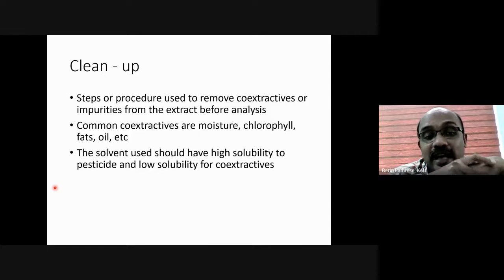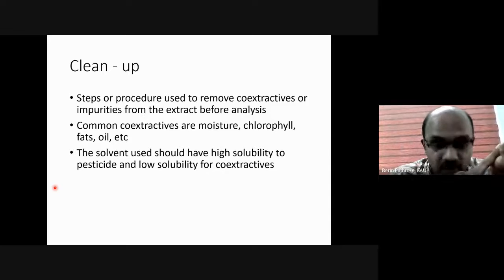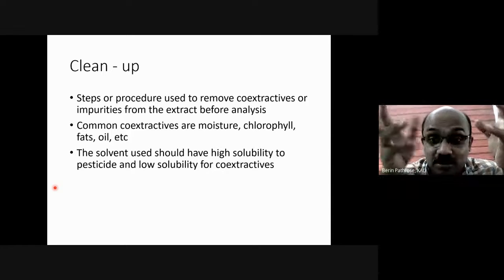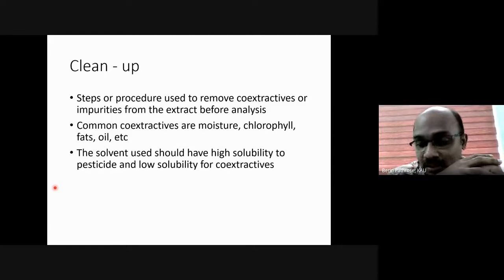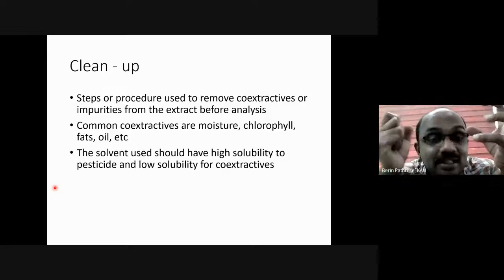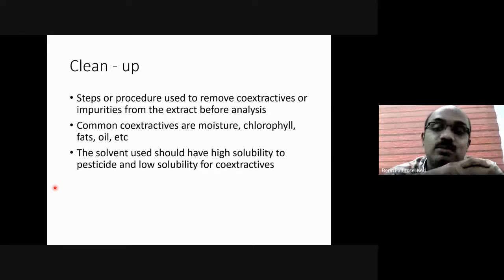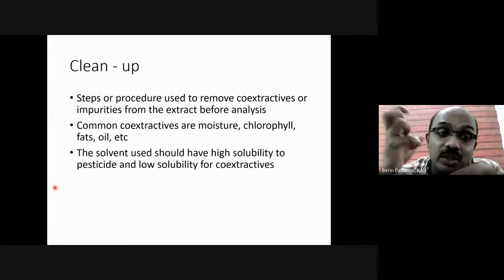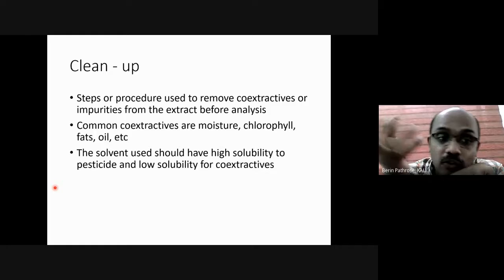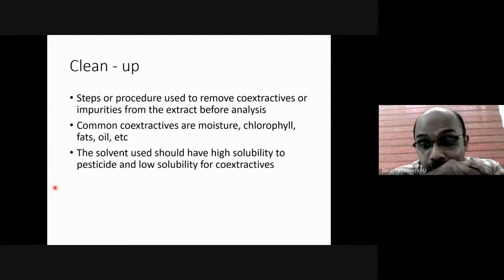because that material, such as chlorophyll, fat content, oil content, sugars, moisture. Moisture is not at all permitted, it will damage the instrument. So all those things have to be removed as much as possible in order to reduce the co-extractives or impurities. So for that we go for the cleanup step.